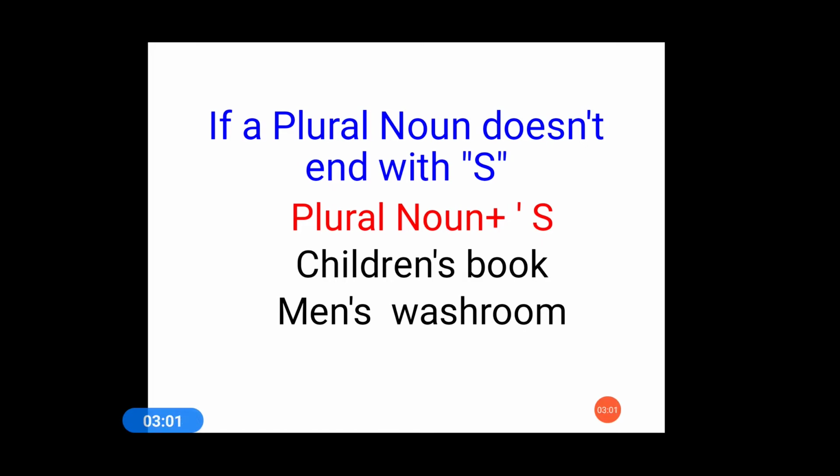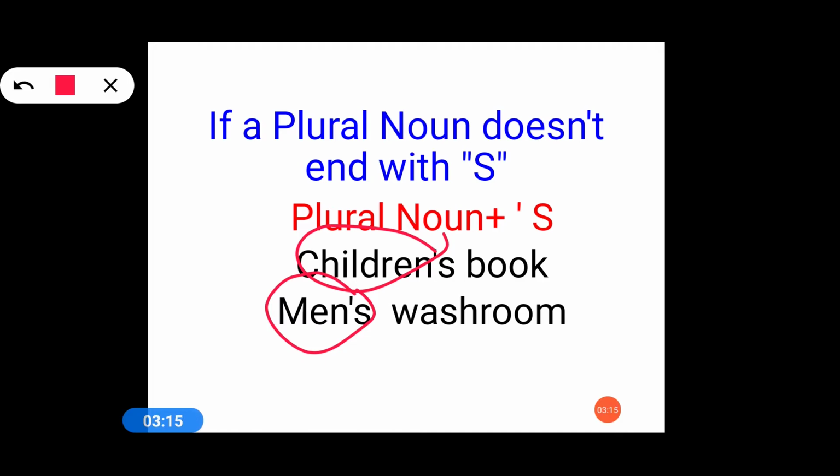Now there are different conditions. Let's see one by one. If a plural noun doesn't end with s, there are many examples. For example, two examples are flashing on your screen. Children and men. Children is the plural of child and men is the plural of man. So in both cases, children, no s sound is there. Men, no s sound is there. In that case, we have to use apostrophe and then it will be followed by s.